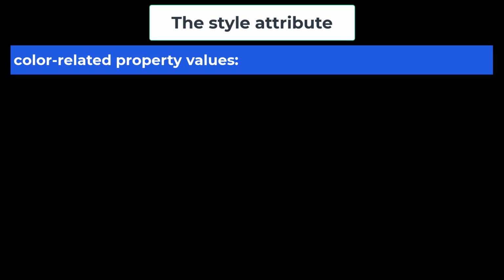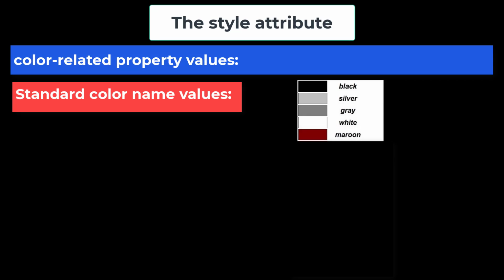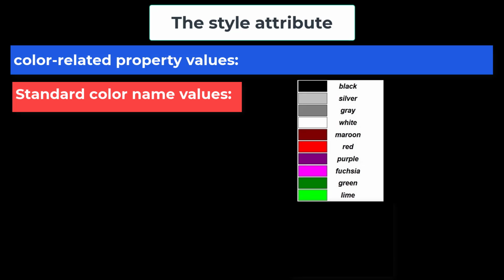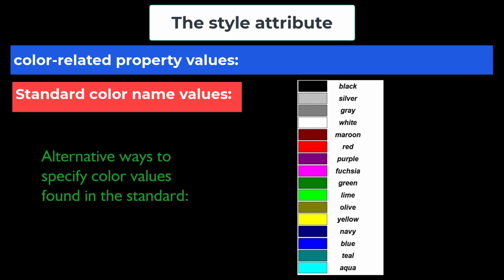Color-related property values can be specified several ways. One is standard color names. So black, silver, gray, white, maroon, red, purple, fuchsia, green, lime, olive, yellow, navy, blue, teal, and aqua. There are other ways to specify color values, and those are specified in the standard.